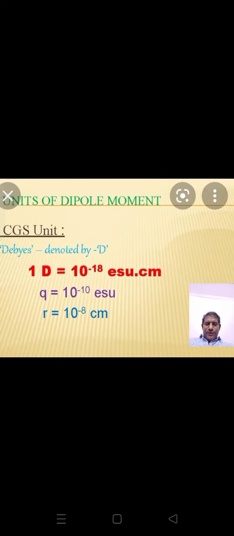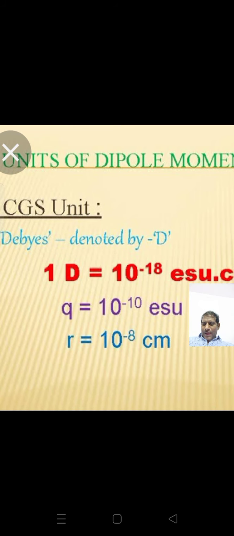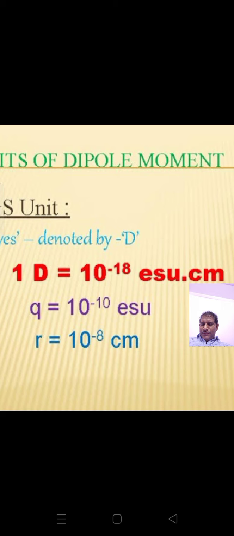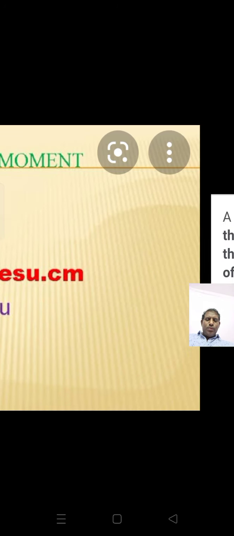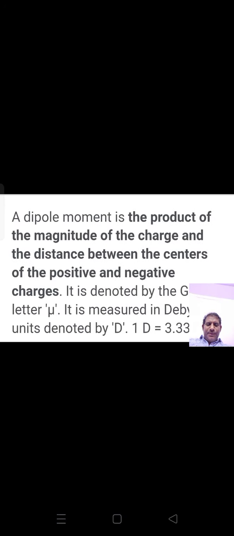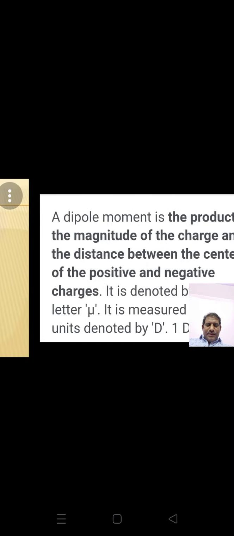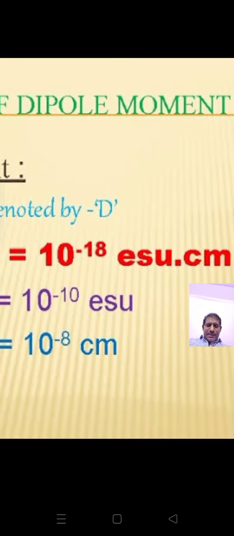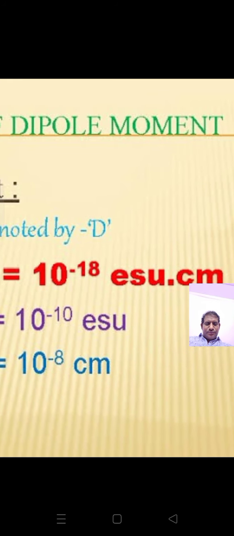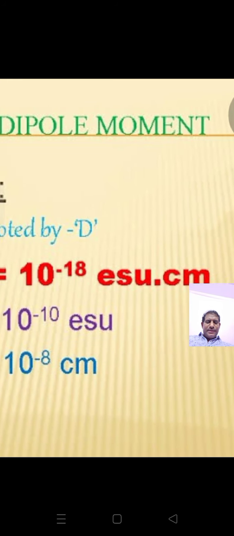Dipole moment is usually expressed in debye. 1 debye unit is equal to 3.33564 into 10 to the power minus 30 coulomb meters in SI units, or 1 debye unit is equal to 10 to the power minus 18 ESU centimeters, that is, electrostatic unit centimeters.